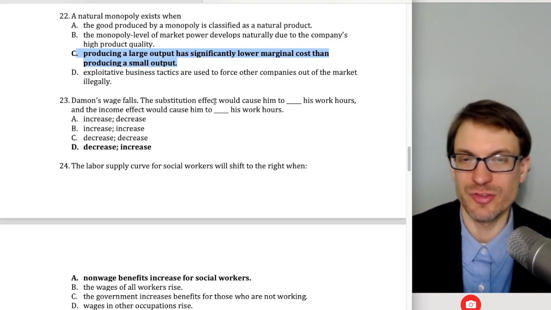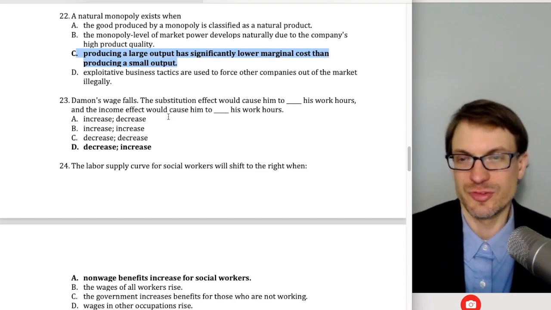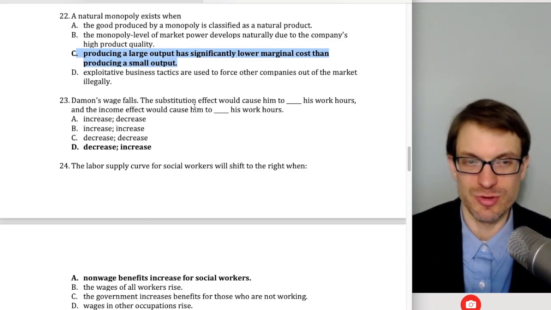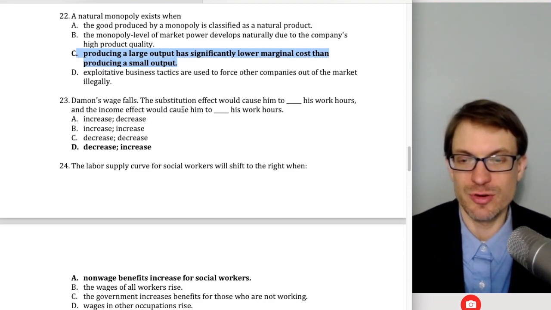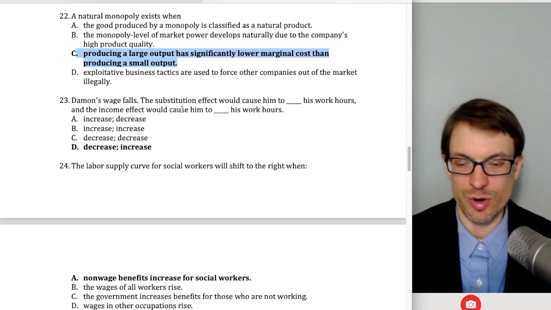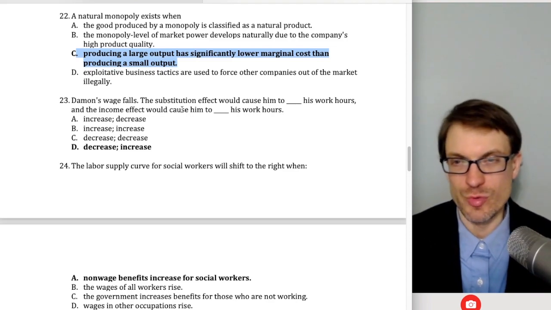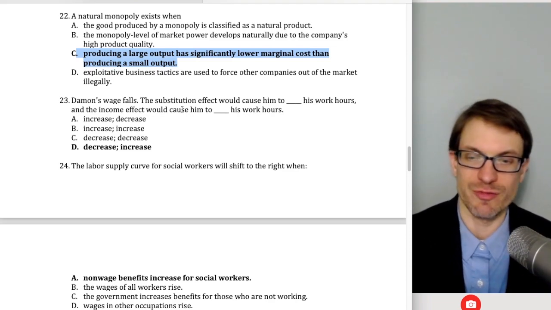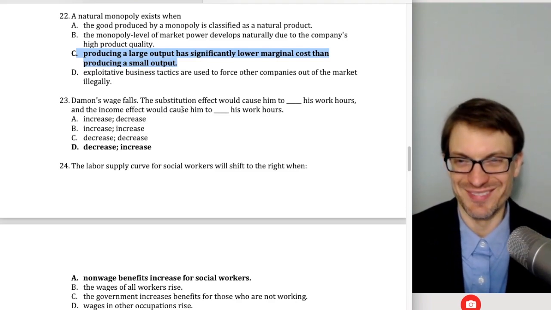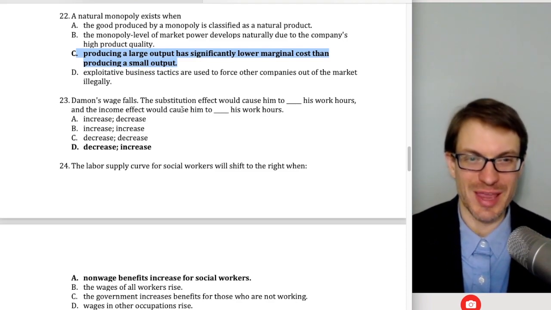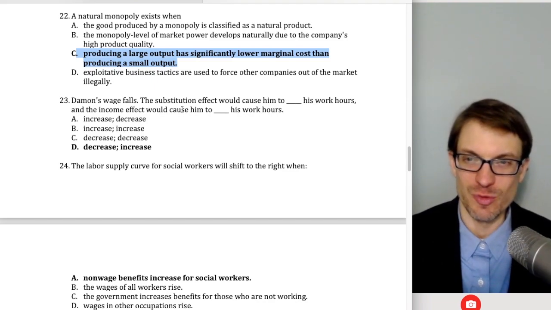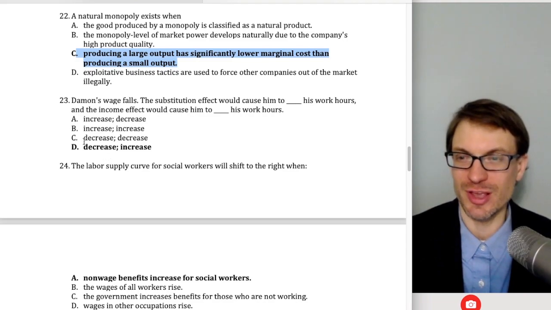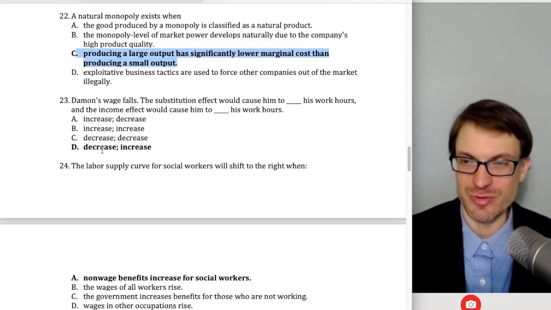The substitution effect causes them to reduce hours, and then the income effect causes them to increase hours. So the substitution effect is thinking about trading your time, your leisure, for work. As work is more remunerative, you're more willing to sacrifice more leisure. Well, if your wage is falling, so your labor is less remunerative, you're not going to be willing to sell as much of your time to work as you would have been previously. So we're definitely expecting that will decrease the hours worked.